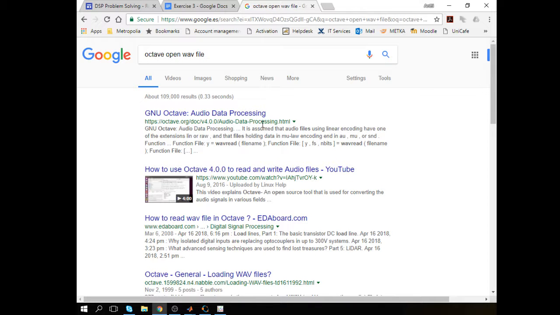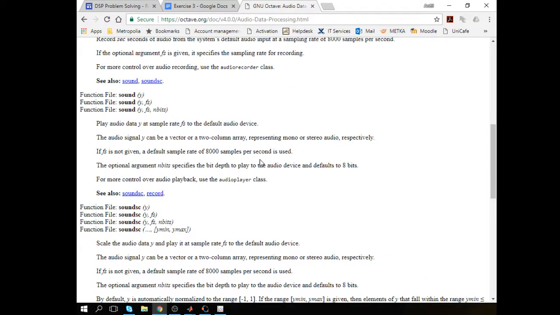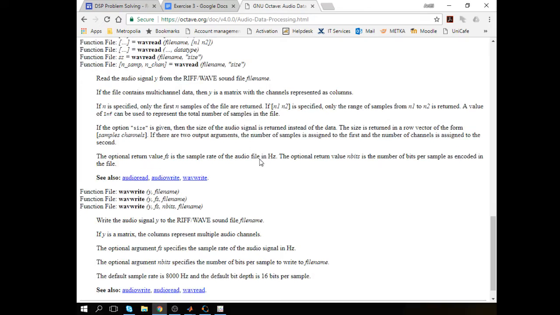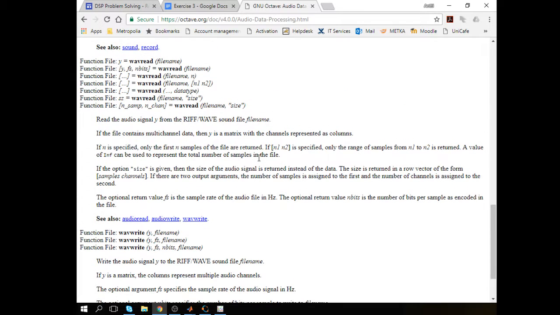Open WAV file. Audio data processing. Sound is there. Okay, sound SC is the wave read. Excellent. In MATLAB, there might be also the wave read. So if you find a sound sample somewhere, for example, your previous sound samples, what you have produced, then you can start doing the spectral analysis of that.